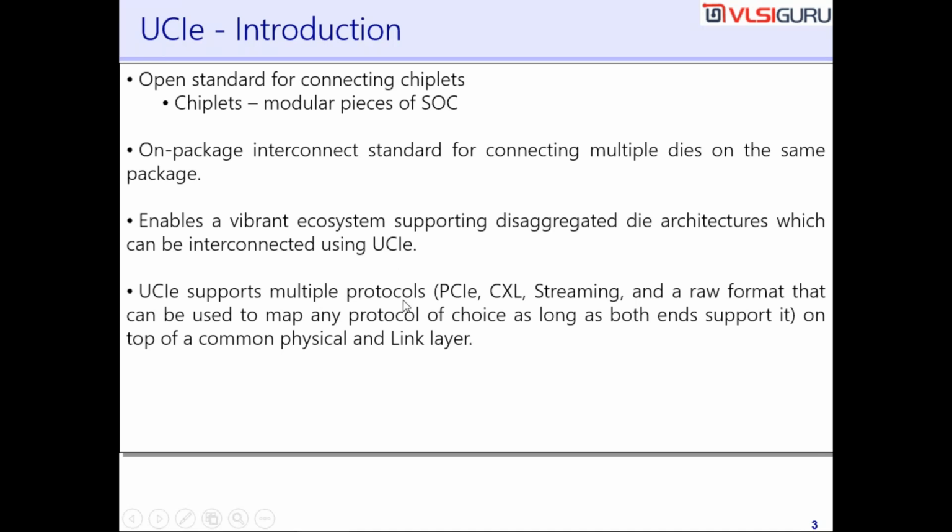UCI Express supports multiple protocols. I'm sure now you understand what this means. It supports PCI Express, CXL, streaming, and a raw format that can be used to map any protocol. The raw format can be used with any protocol. You can use it even for AXI, CHI, Ethernet, anything, as long as both ends support it. If I'm sending AXI traffic, the other end should support AXI traffic, right? All on top of the common physical and link layer.